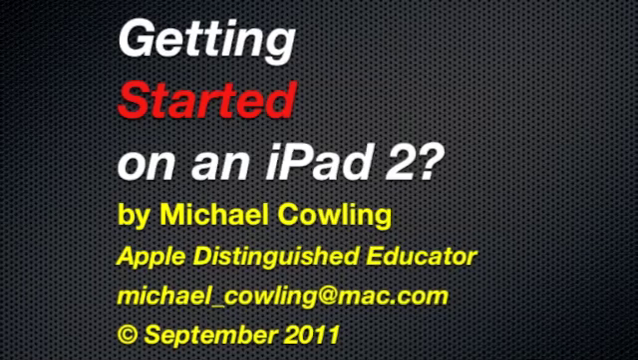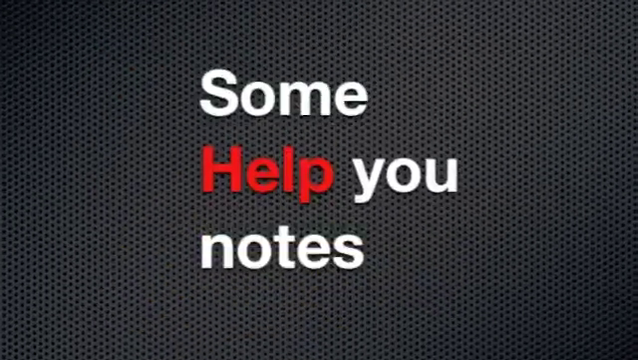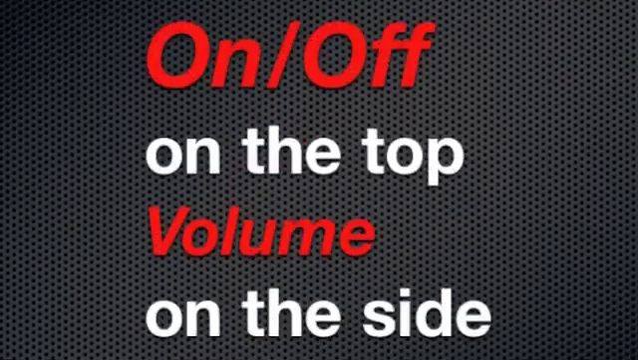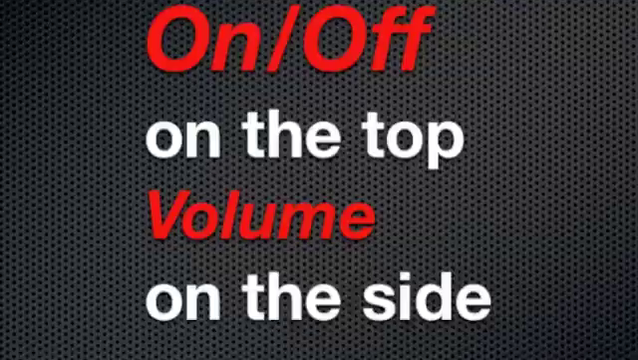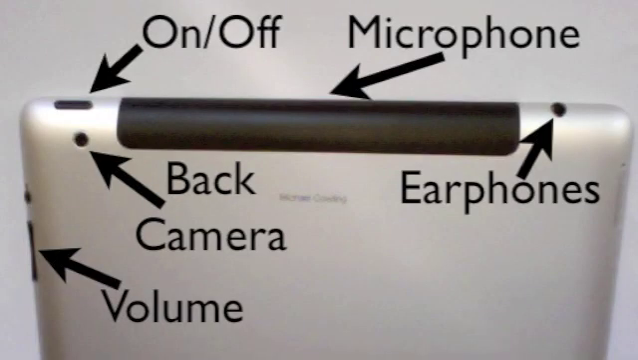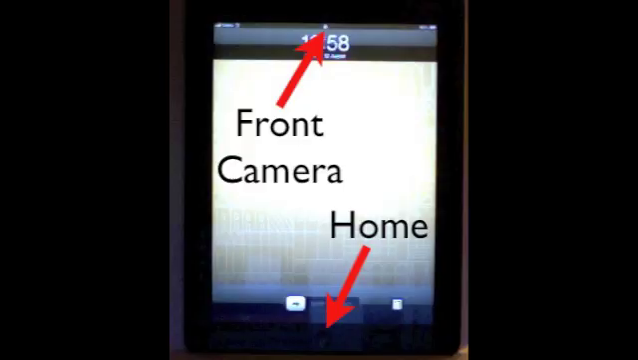Are you getting started at using an iPad 2? Here are some notes to help you. The important on-off button is at the top and on the side for the volume. There is also a camera, a microphone and an earphone socket. There's another camera on the front at the top, and the all-important home button is at the bottom.